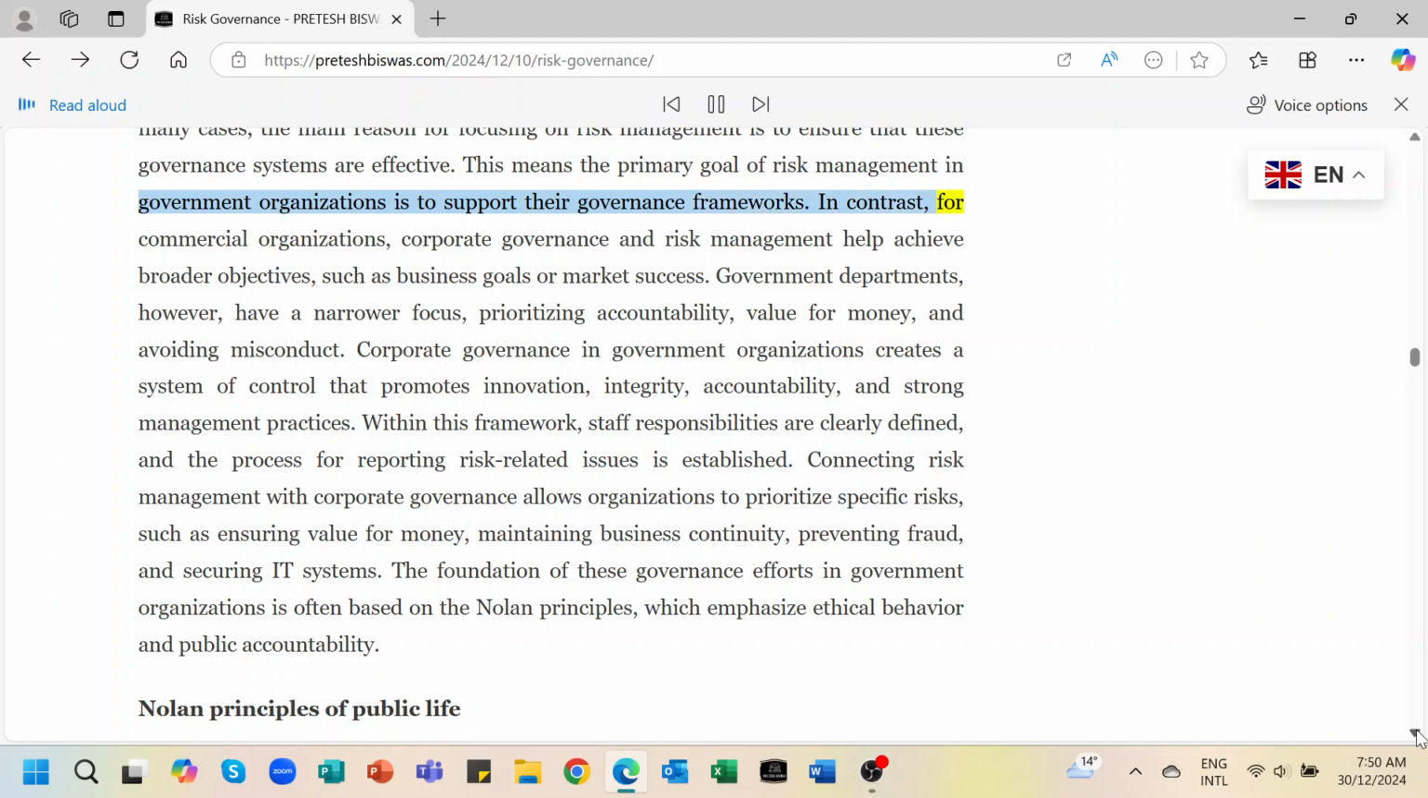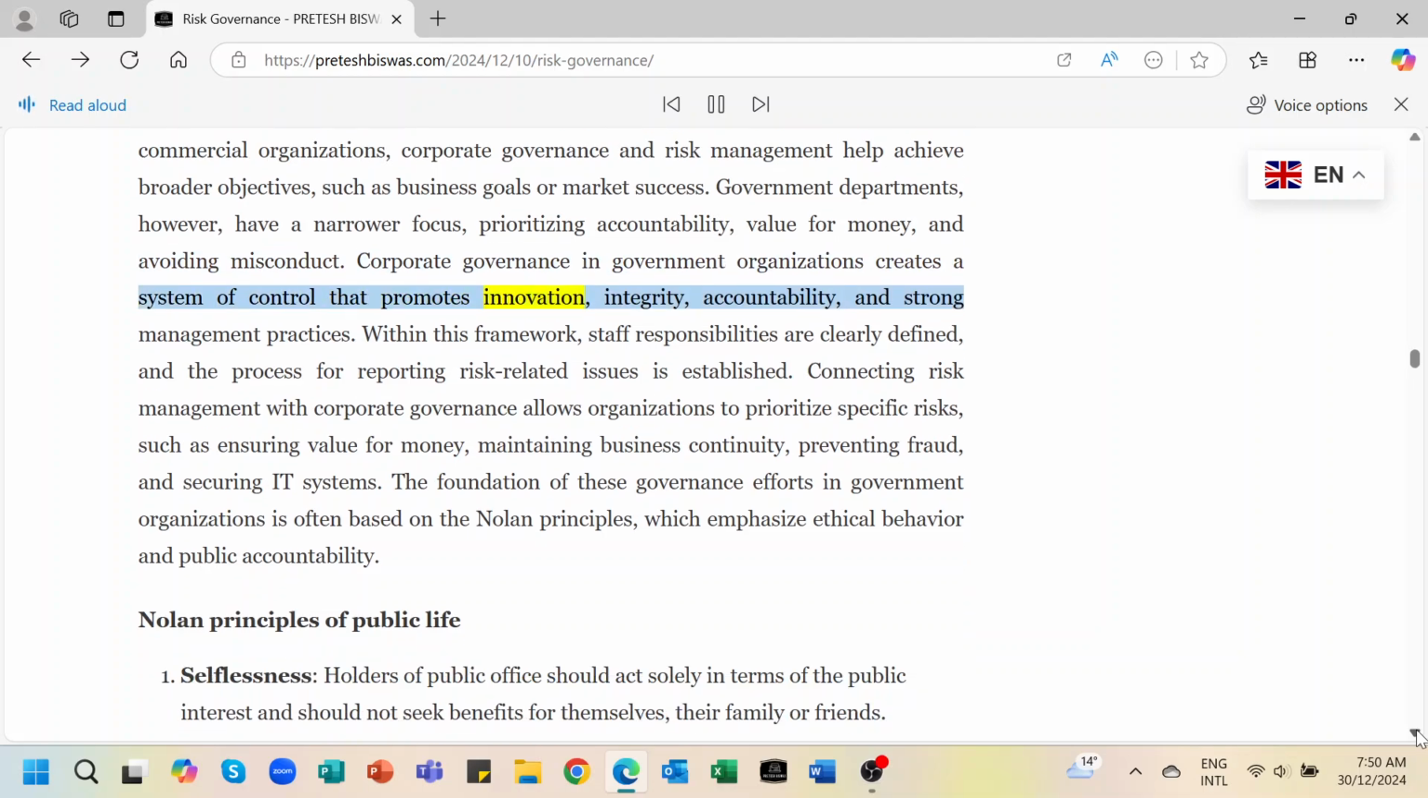In contrast, for commercial organizations, corporate governance and risk management help achieve broader objectives, such as business goals or market success. Government departments, however, have a narrower focus, prioritizing accountability, value for money, and avoiding misconduct. Corporate governance in government organizations creates a system of control that promotes innovation, integrity, accountability, and strong management practices. Within this framework, staff responsibilities are clearly defined, and the process for reporting risk-related issues is established.